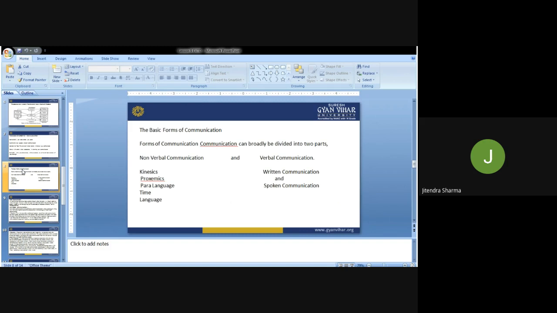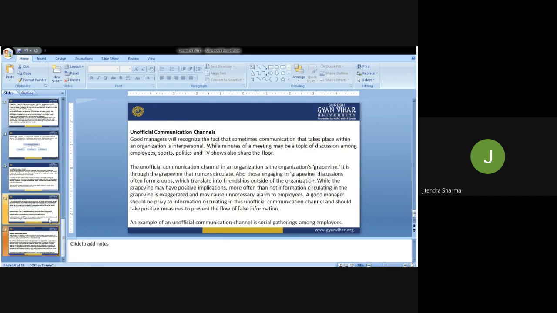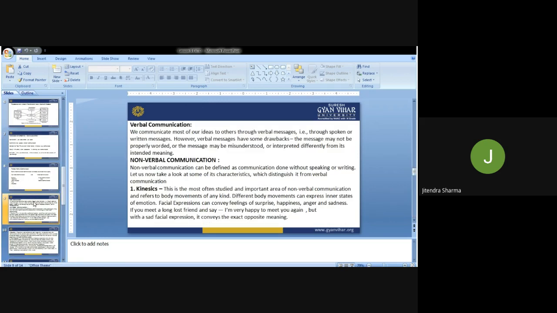Now the basic forms of communication. Communication can be broadly divided into two parts: non-verbal communication and verbal communication. Verbal communication is generally of two types: written communication and spoken communication. In non-verbal communication you have kinesics, proxemics, paralanguage, and time language. We will discuss them one by one, and they are also very important in how we communicate with others.